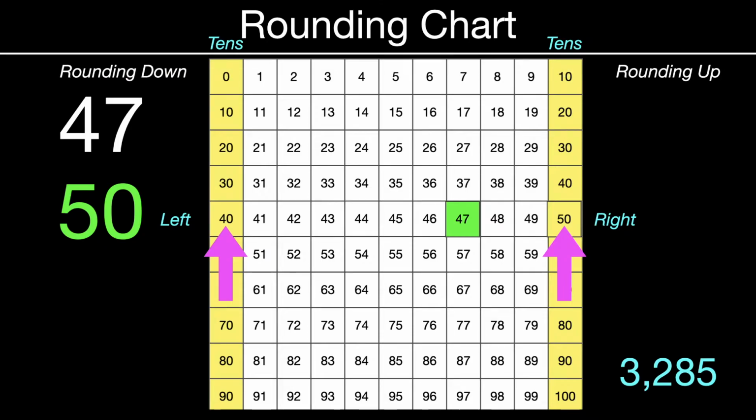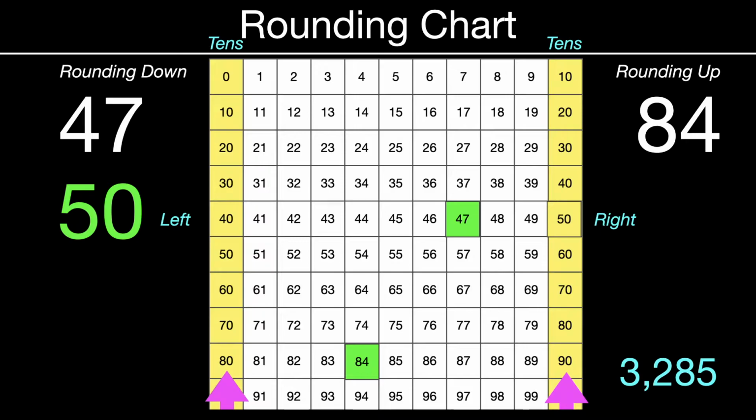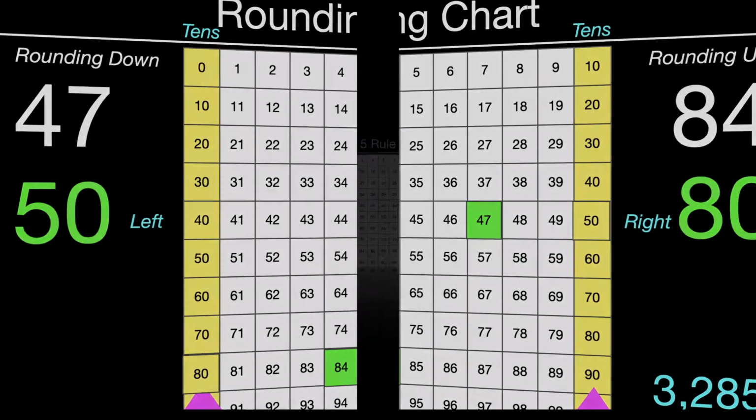Okay, let's look at an example of rounding down. So for example, 84. If we find 84 on the chart, that's in between 80 and 90. We have to pick only one. And in this case, 80 is closer. So we would say that 84 rounds down to 80, or just rounds to 80.